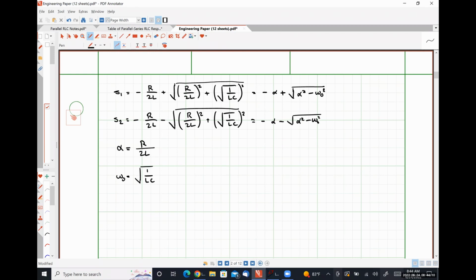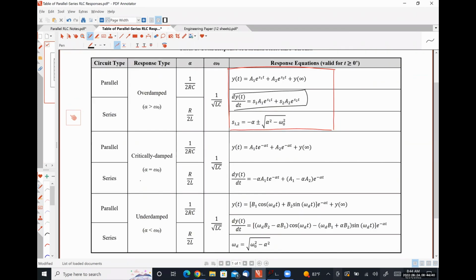And at this point, literally everything is identical. Everything beyond this point is identical to what we covered when we derived our expressions for parallel RLC circuits. When alpha is greater than omega naught, we have an overdamped circuit. When alpha is equal to omega naught, we have a critically damped circuit. And when alpha is less than omega naught, we have an underdamped circuit. So if we look back at our table of parallel and series RLC responses, you can see that I've summarized those relationships in here as well, right?